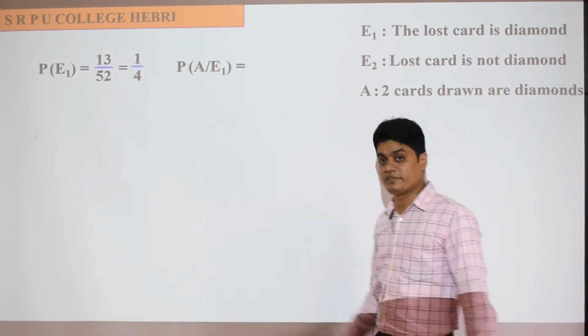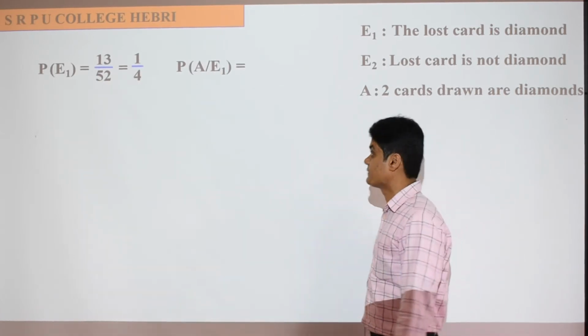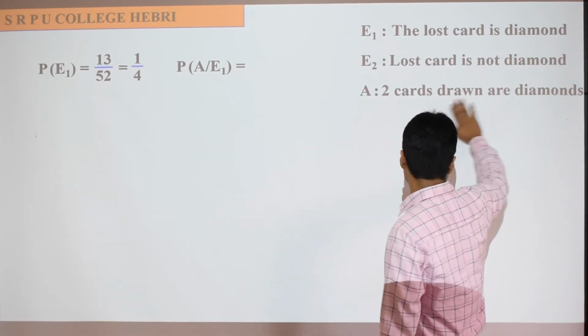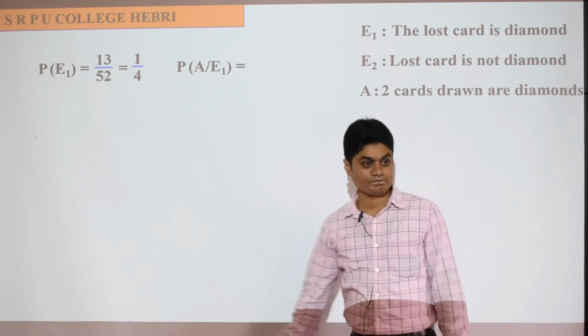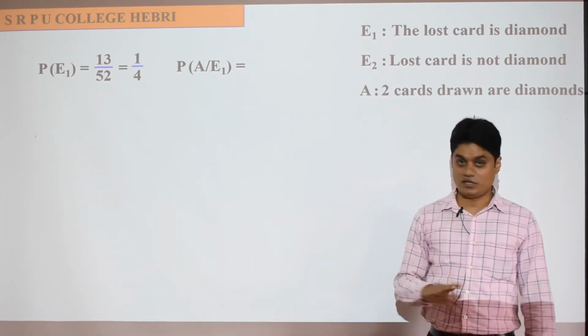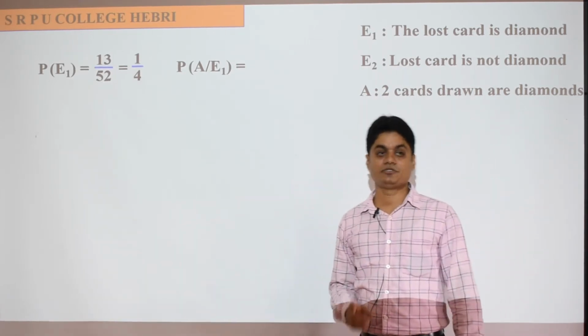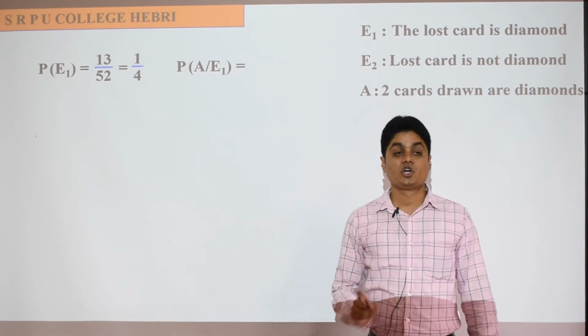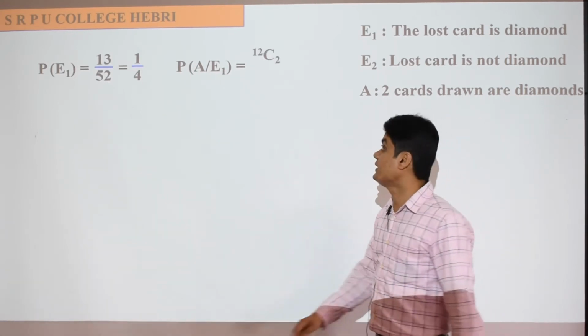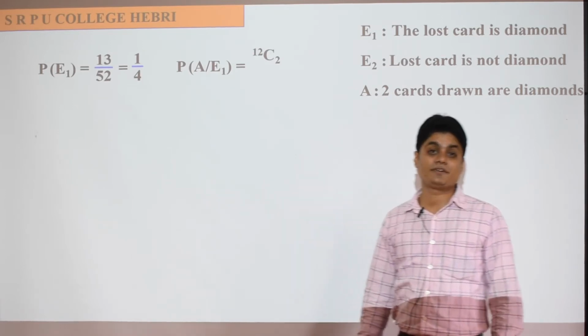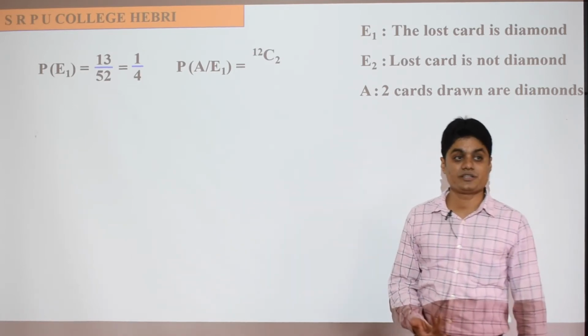Probability of A given E1; we will do probability of E2 later. Probability of A given E1 means two cards drawn are diamonds and the lost card is also a diamond. So one card is lost, and it is known to be a diamond. So the remaining cards are only 51, with 12 diamonds. So how many do we select from them? We select 2 cards. Okay, so how to select 2 diamonds from the 12? You learned in combinations: 12C2.